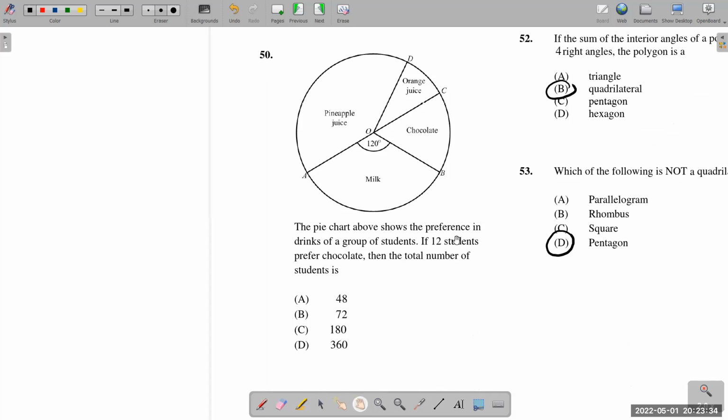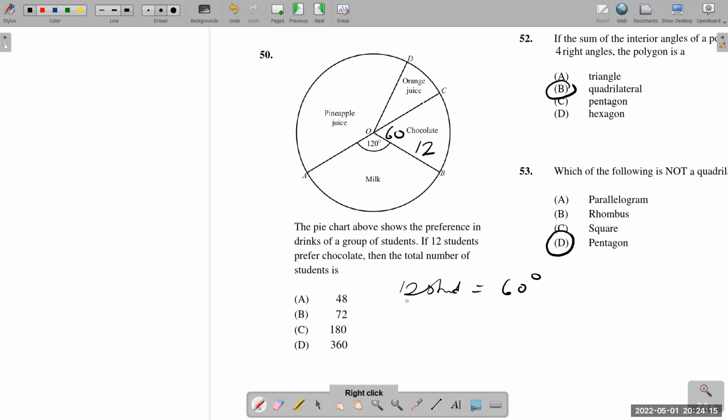Here we have the pie chart that shows the preference of students in a class. 12 students prefer chocolate. Where's chocolate? So that's 12. Then the total number of students is, that's easy, because look at this. If both of these angles are supposed to add up to 180, how much more do you need to make 180? You need 60. So that means chocolate represents 60 degrees, so 12 students equal 60 degrees. So how much is one student?